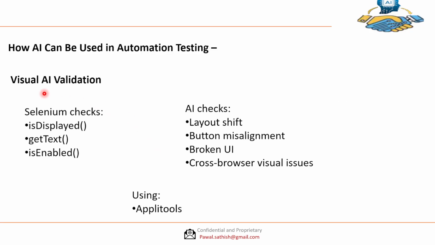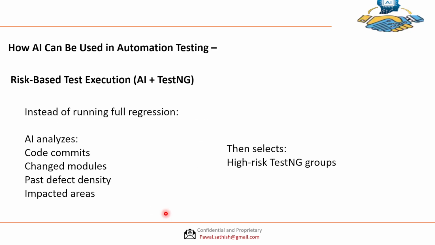The next use of AI is visual validation. Usually, through Selenium, when we want to validate UI things, we use functions like isDisplayed, getText, and isEnabled in our traditional approach. But using AI, it also checks button misalignment, broken UI, cross-browser visual issues, and layout shift. So we'll use AI tools and do the AI validation.